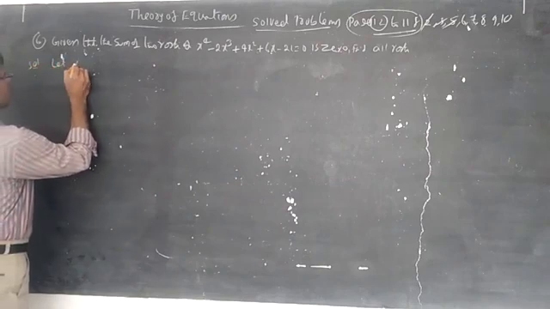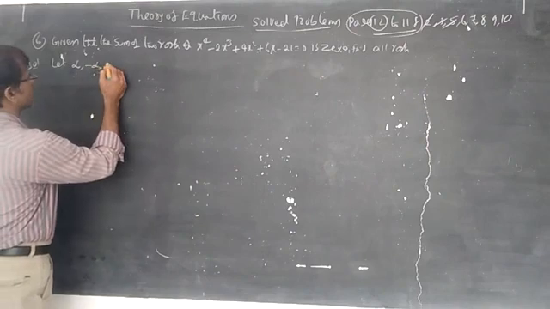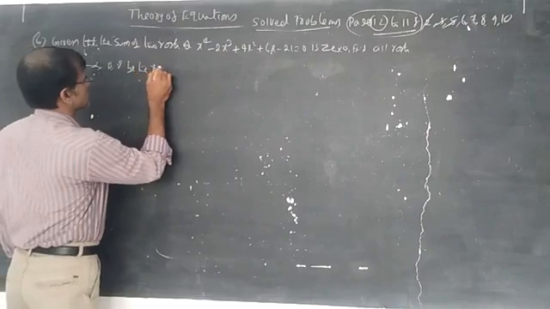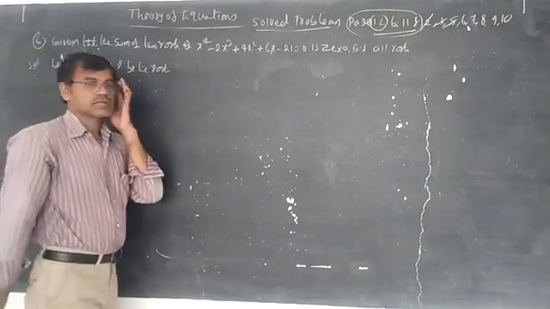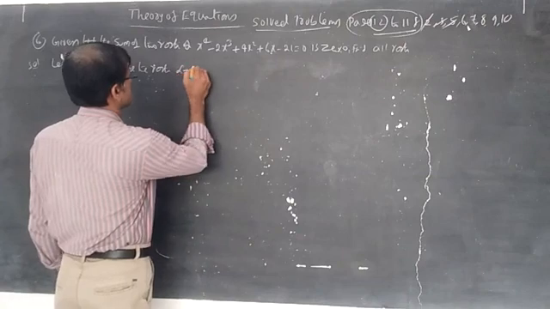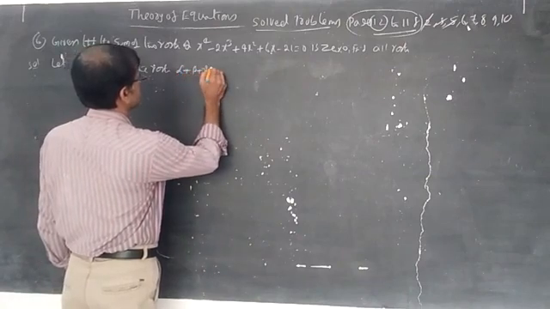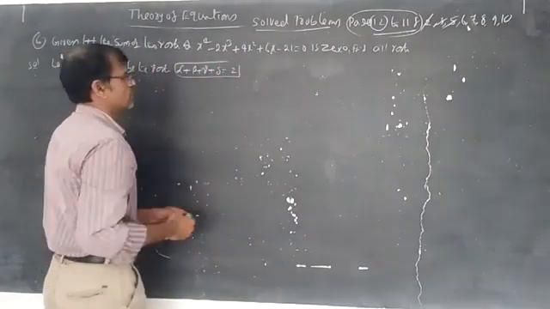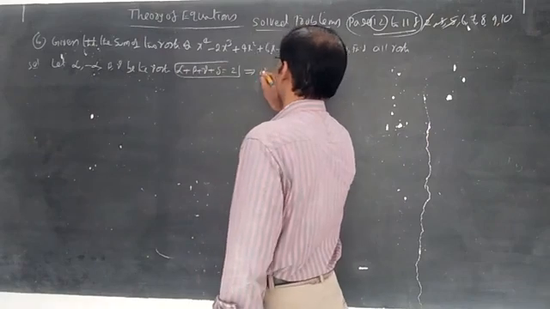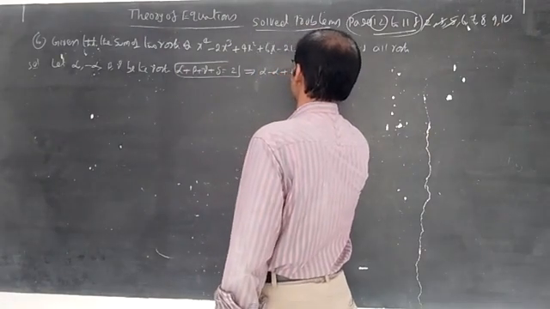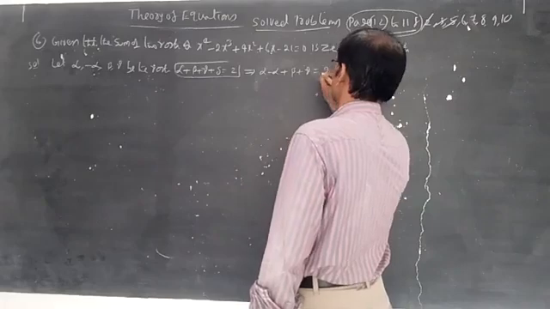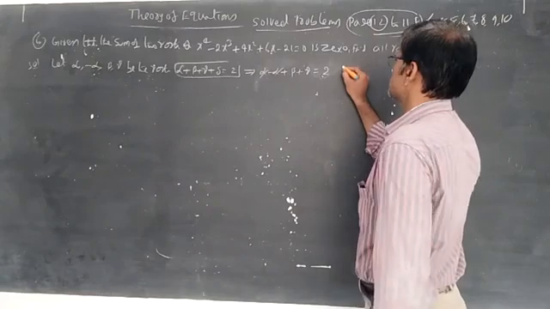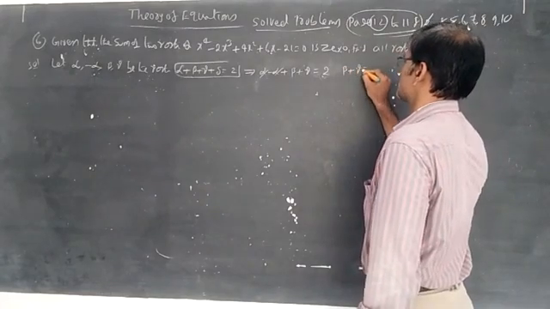Let alpha, minus alpha, beta, gamma be the roots. Let us remember the formula: alpha plus beta plus gamma plus delta is equal to 2, the sum of roots. So we can write alpha minus alpha plus beta plus gamma is equal to 2. Alpha minus alpha get cancelled. So beta plus gamma is equal to 2 we got.